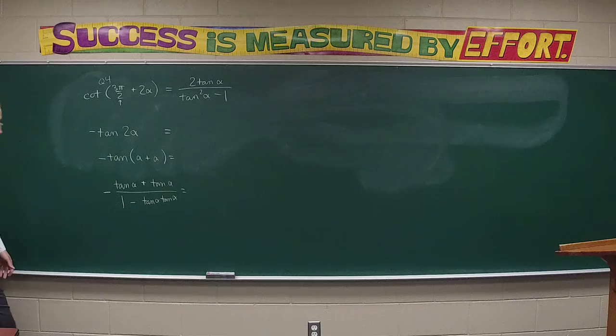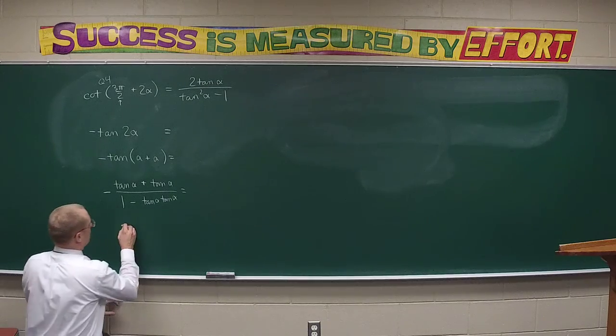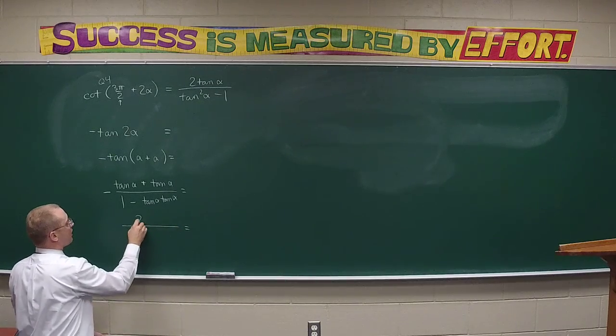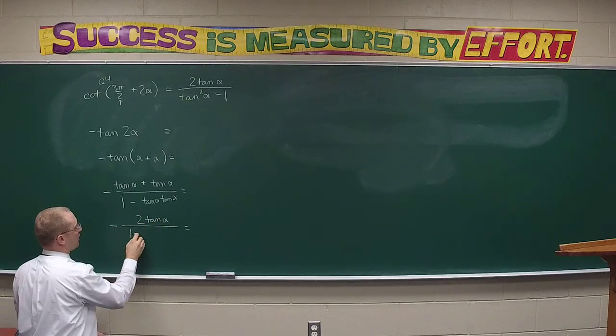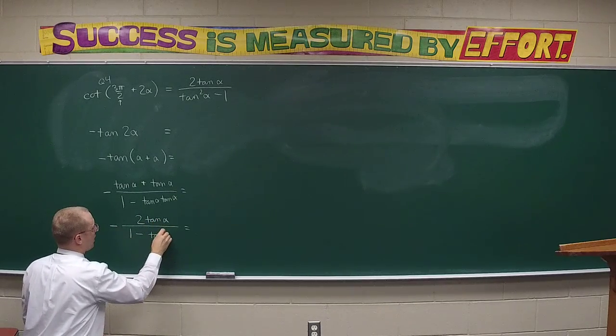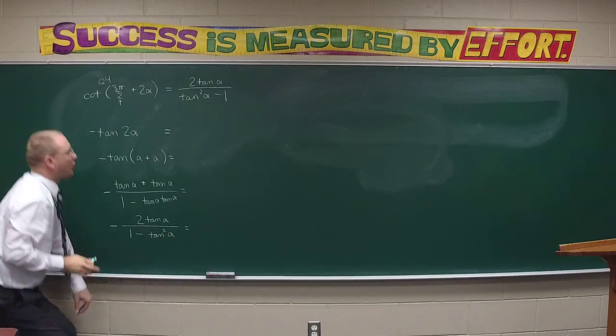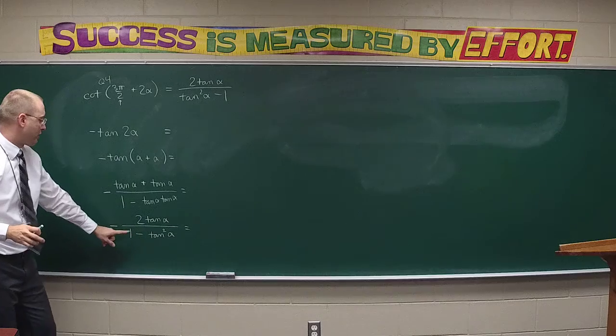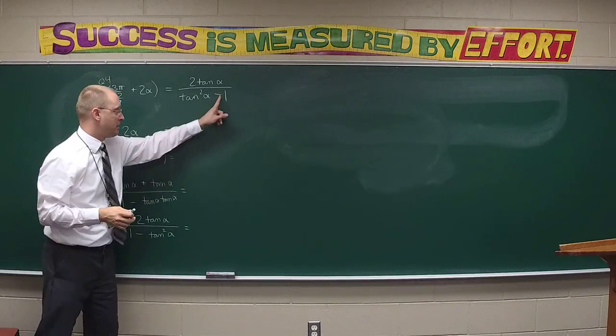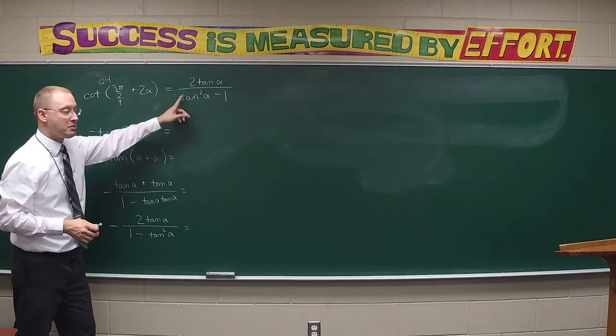Combine the tangent alpha in the numerator to get 2 tangent alpha over 1 minus tangent squared alpha. At this point, we are really close to what we want. I just want the 1 to be negative and the tangent squared to be positive.